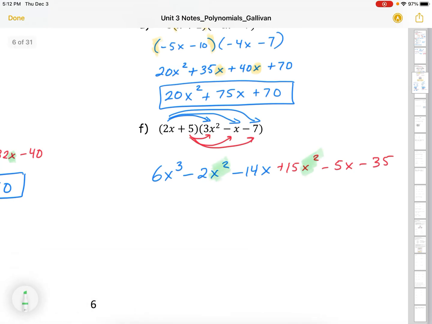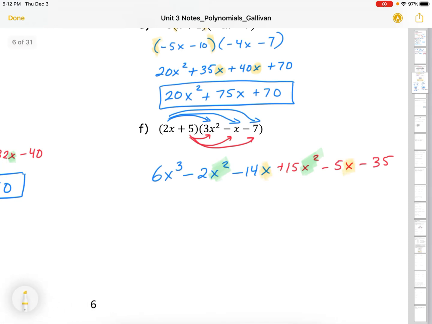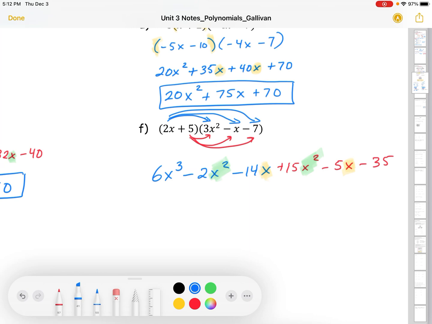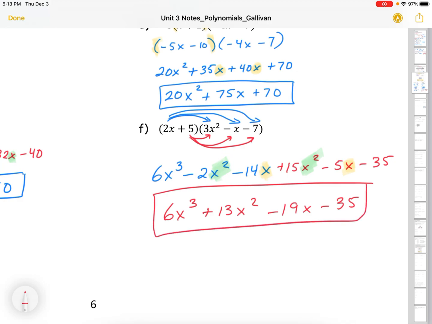Okay, now let's find our like terms. I have x squareds, and I have x's. Alrighty, so let's combine those. So I've got 6x cubed, negative 2x squared, and 15x squared, so I've got plus 13x squareds. Negative 14x and negative 5 is negative 19x, and then I have minus 35. So that would be the final thing there.